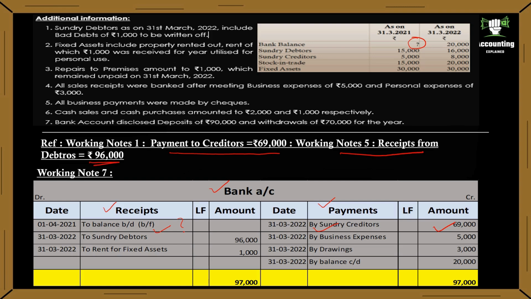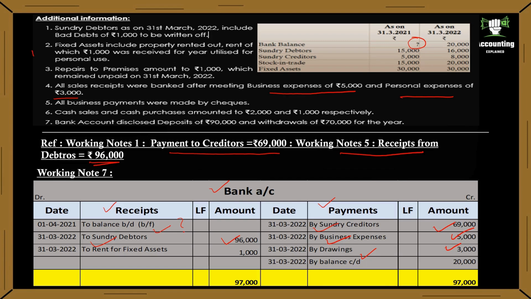So on the receipt side, to sundry debtors we write, and in the amount column we write 96,000. Now see point 4 in our question. Business expenses of 5,000 and personal expenses of 3,000 were paid. So on the payment side, by business expenses 5,000 you write there, and personal expenses means what? When the business pays personal expenses of the proprietor, it is called drawings, correct? So by drawings 3,000 we write on the payment side.